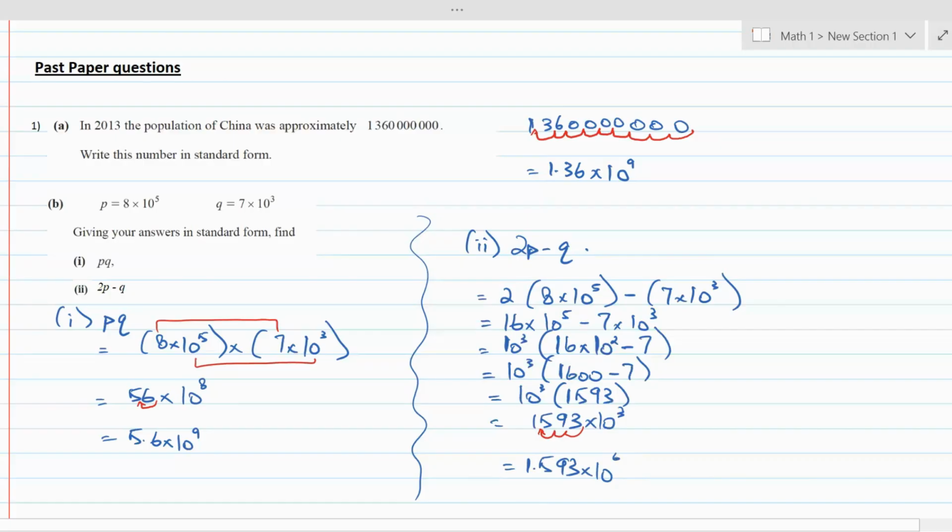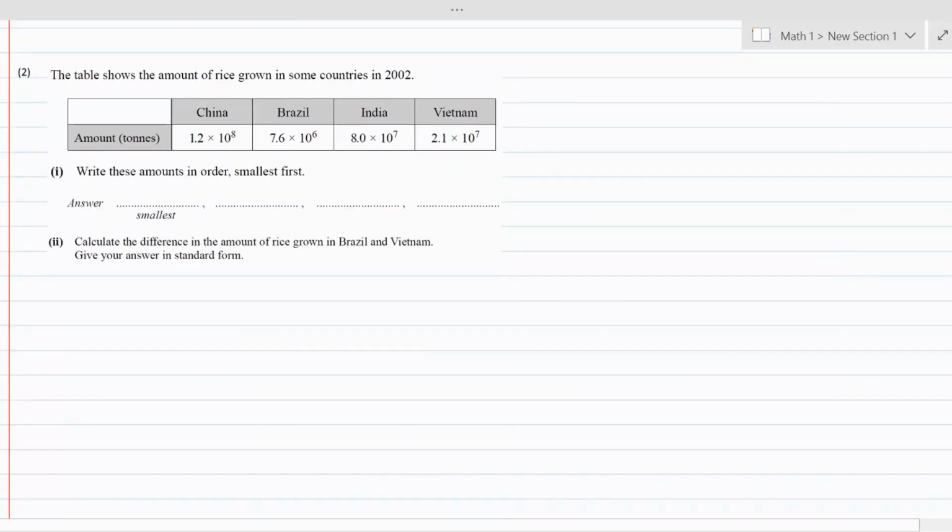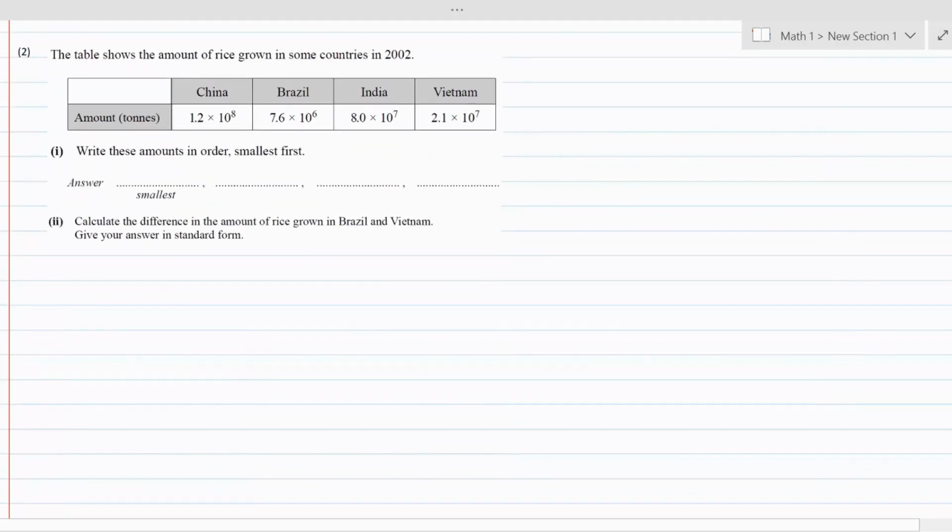Let's do another question. Now here, in case of this question, if you may read the question, we have this table of amount of rice given to us for China, Brazil, India, and Vietnam. And all these rice grown are given in standard forms.